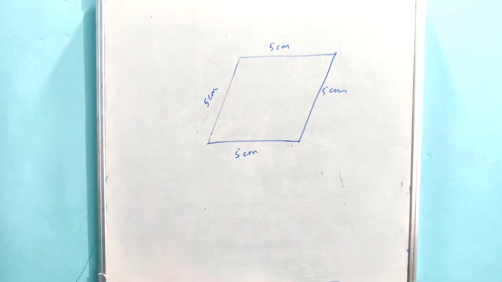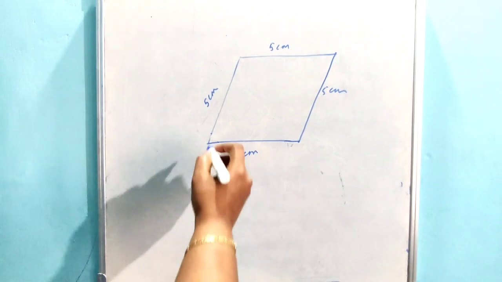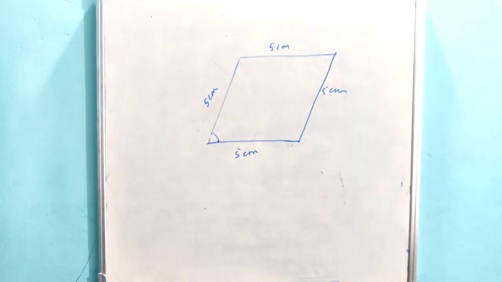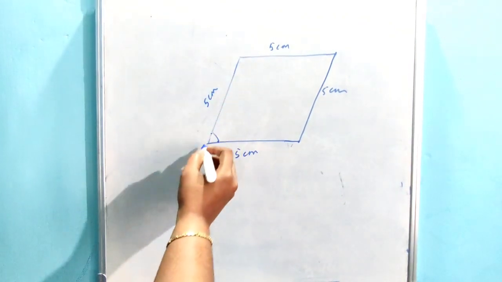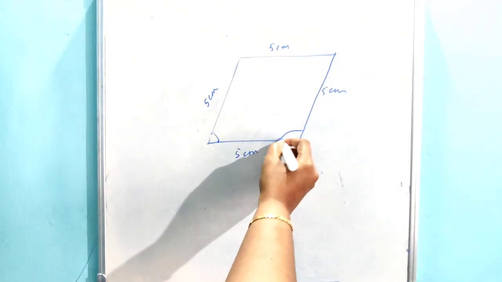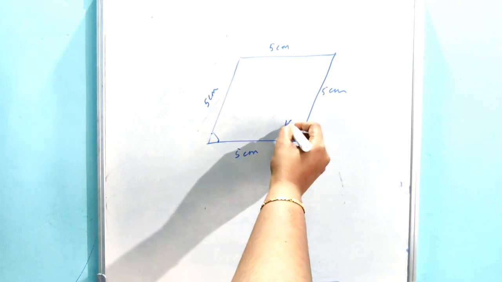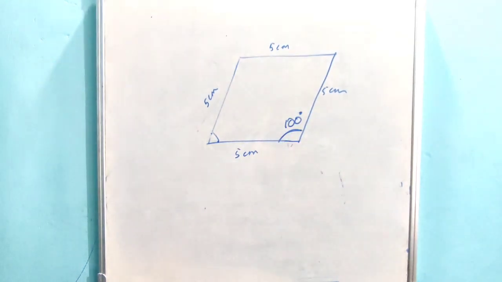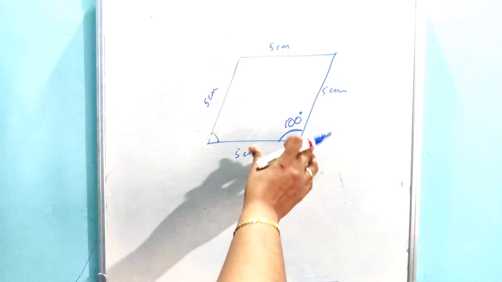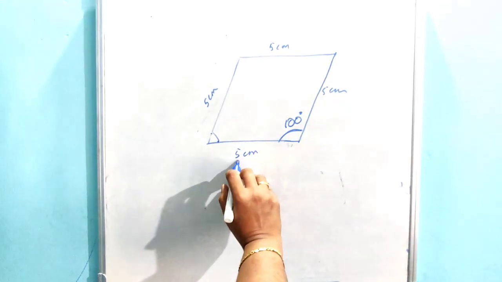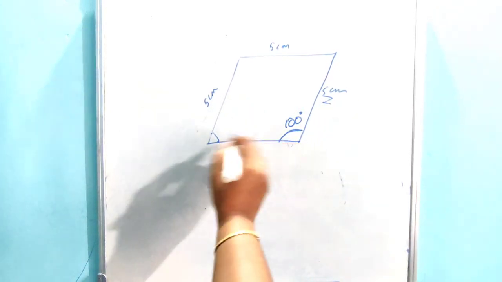Okay, one angle is equal to 100 degrees. See, this angle is not 100 degrees, this is less than 90 degrees. But this one is greater than 90, so we can take that as 100 degrees. Right? This is 100 degrees. So the angle between the two sides of 5 centimeter is 100 degrees.